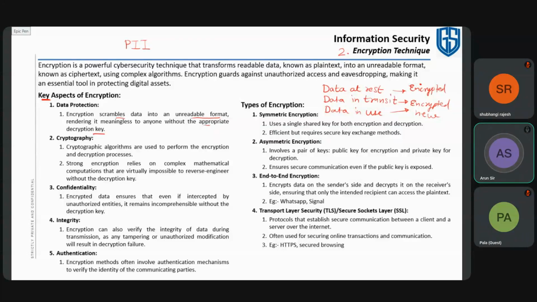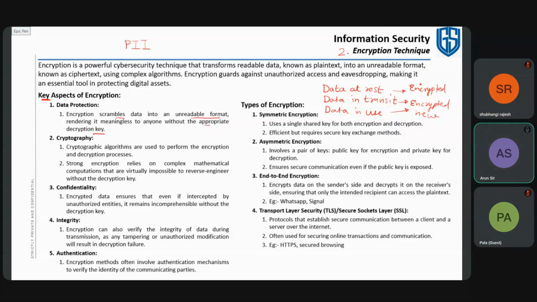Whenever encryption is done, that is done with the key, and whoever is receiving has their own key, and with that only they will be able to decrypt it. So that will be a public key.